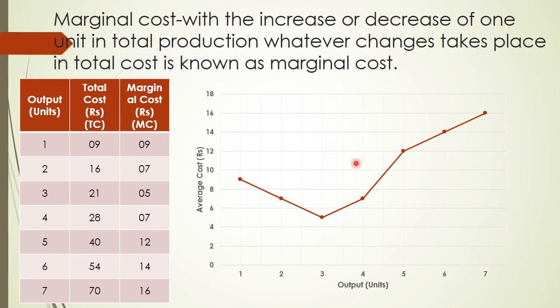Now here, if we plot this in our diagram, at 1 unit your marginal cost is 9 rupees, at 2 units your marginal cost is 7 rupees, at 3 units your marginal cost is 5 rupees, at 4 units your marginal cost is 7 rupees, at 5 units your marginal cost is 12 rupees, at 6 units your marginal cost is 14 rupees, and at 7 units your marginal cost is 16.